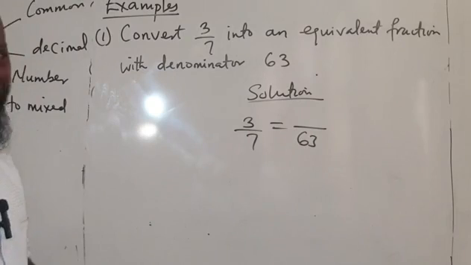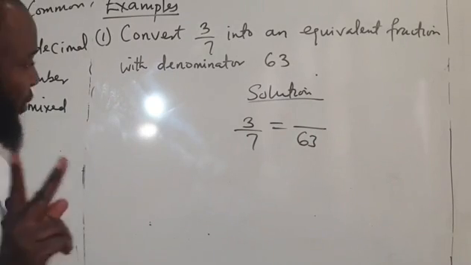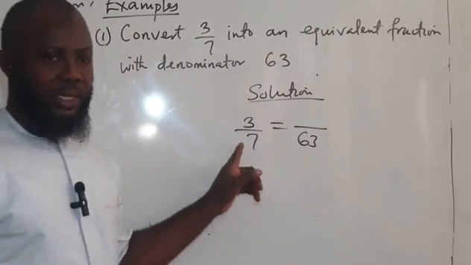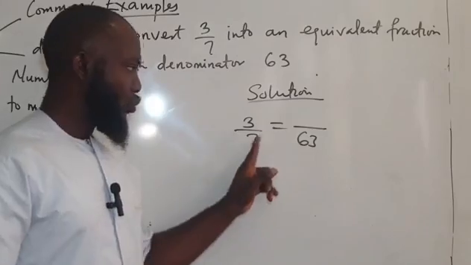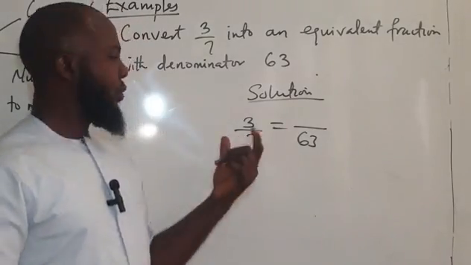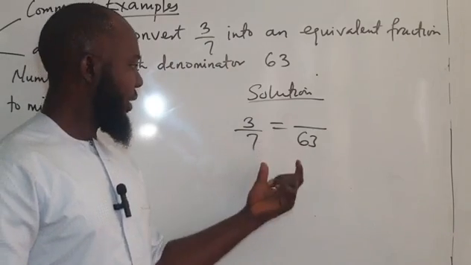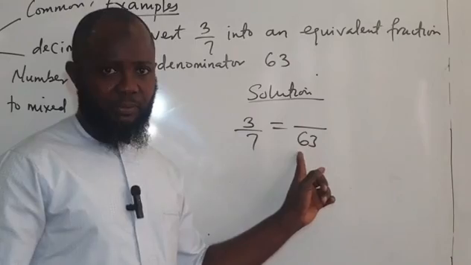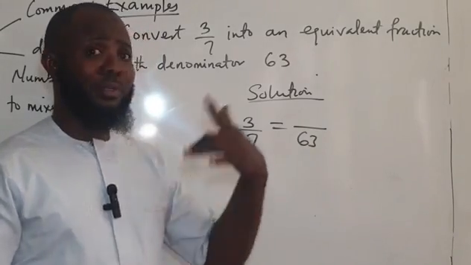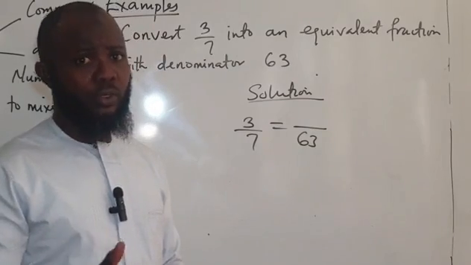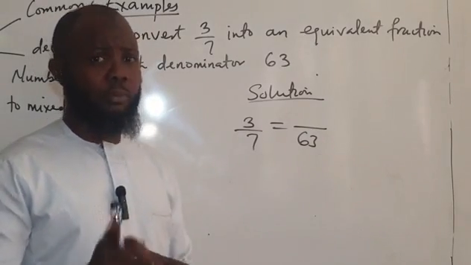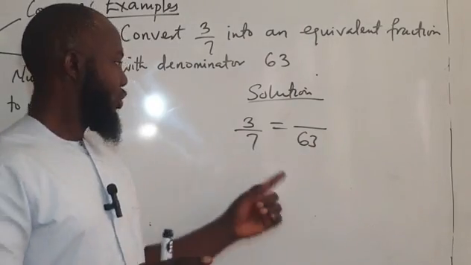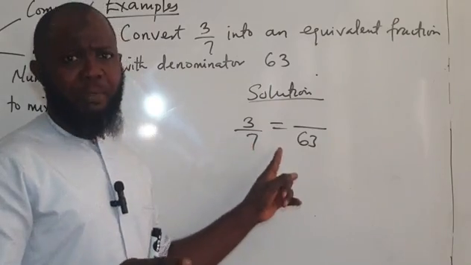You can do it in 2 ways. You can do it how many ways? 2 ways. Firstly is this. Now this 7 has changed to 63. What do you think has happened to 7 to arrive at 63? So it's either going to be multiplication or division. It can be addition, it can be subtraction. Is that clear? So take note of that one first. So the 7 has been multiplied by what?